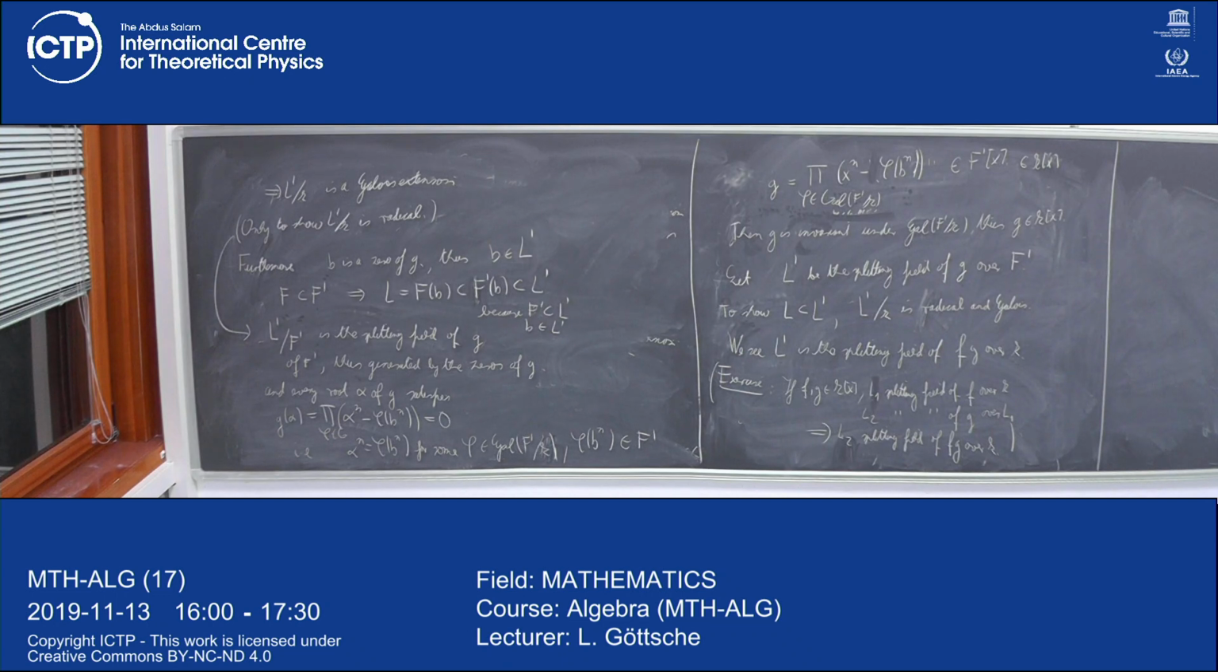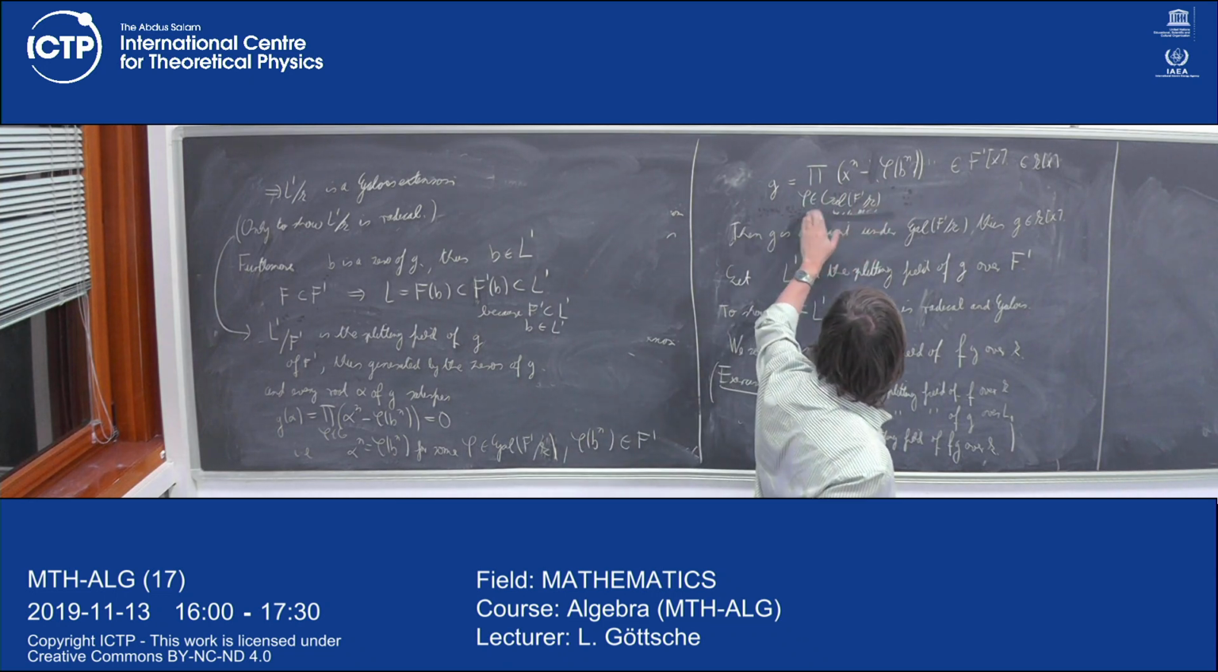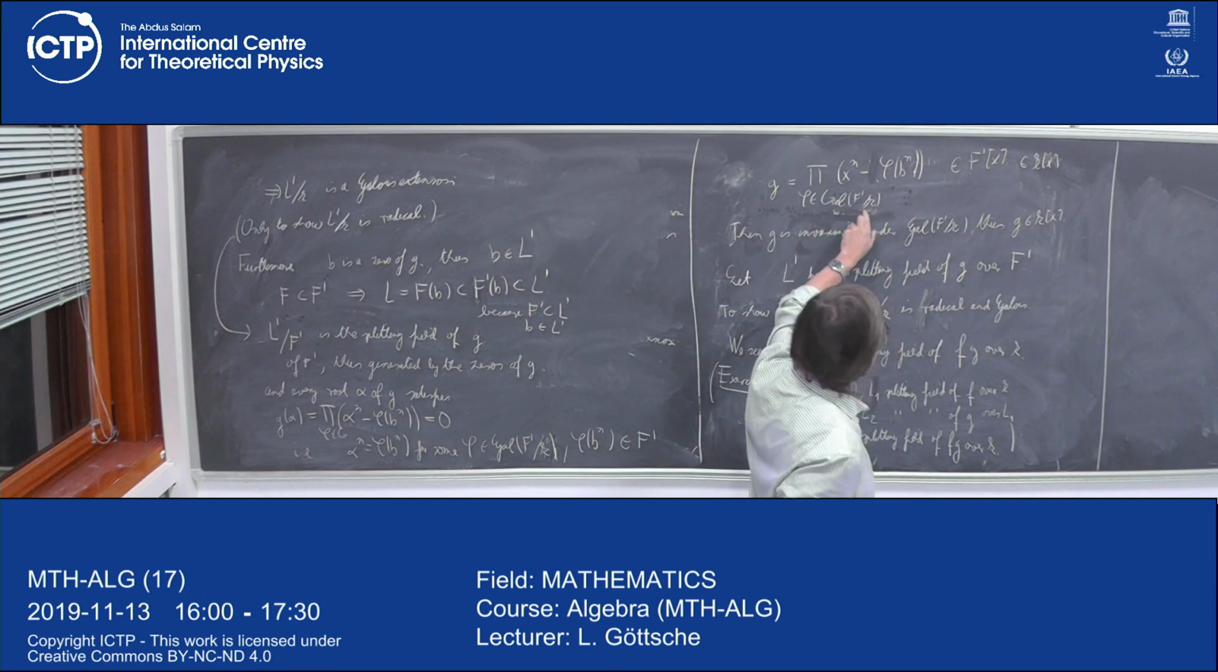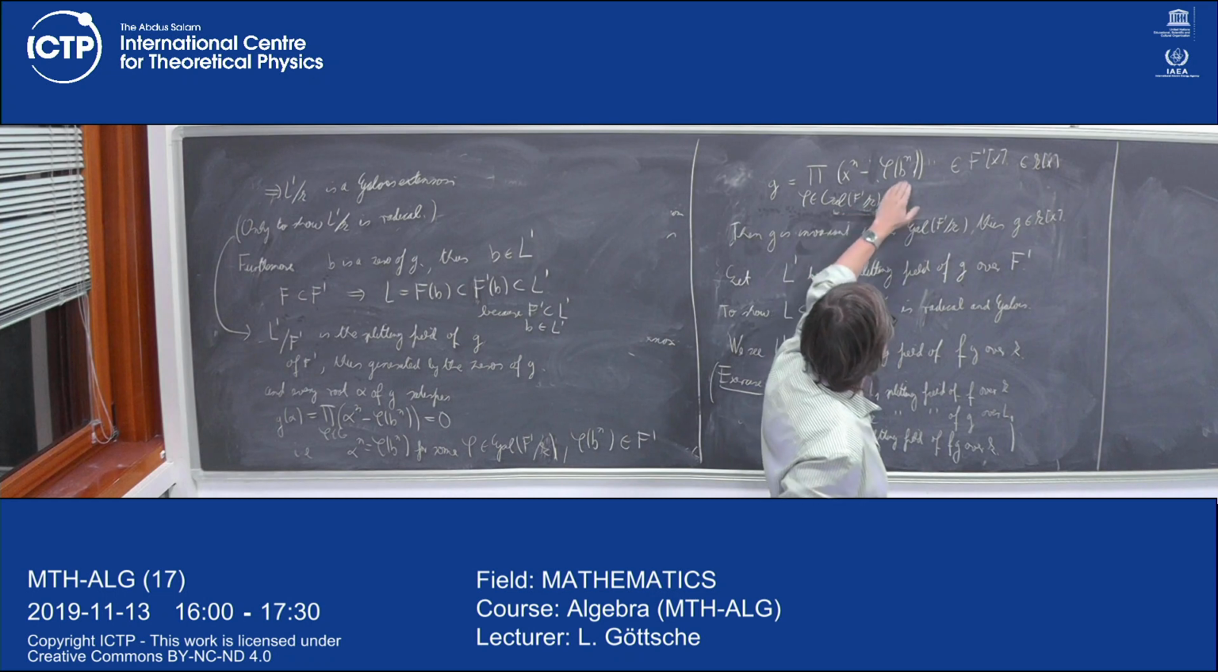Yes, I haven't well understood why the phi of Bn is in F prime. Ah, no. Okay. No, it's in Galois, that's by definition. So this is an element in the Galois group of F prime over K. So the Bn itself is in F, and so the phi of Bn is in F prime.